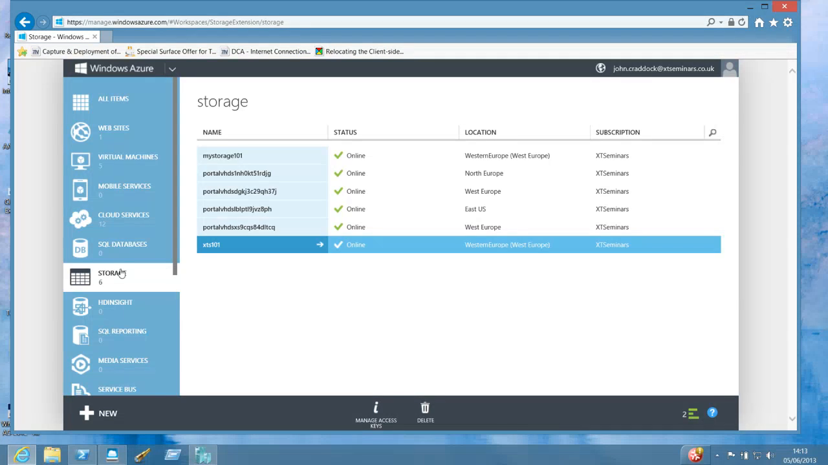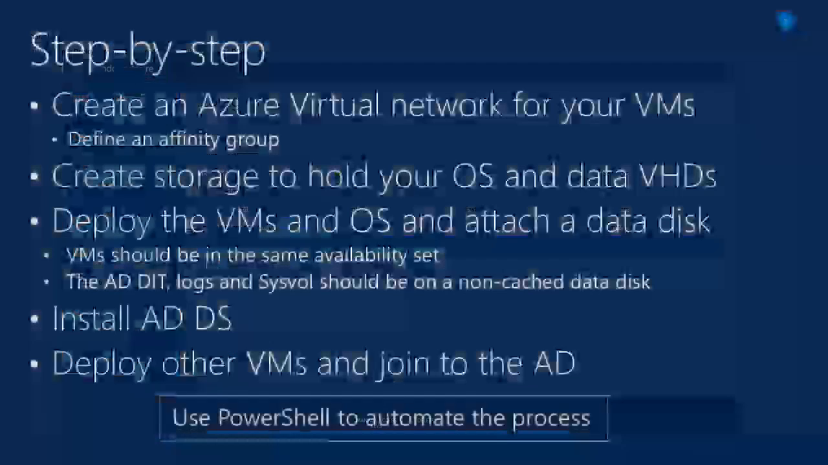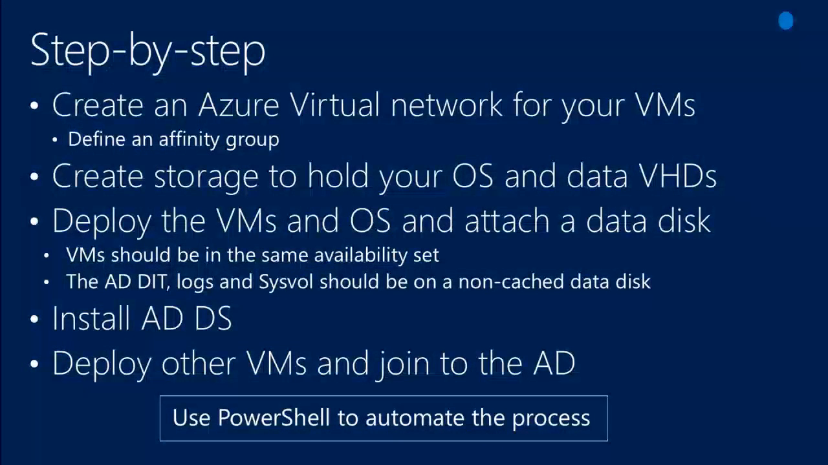Okay, let's just go back to the slides for a moment. So that's the storage account. And the next thing is we deploy the VMs and the OS. We attach our data disks. And the VMs, remember, should be in the same availability set. And I'll show you how to do that in a second because it's not absolutely obvious.